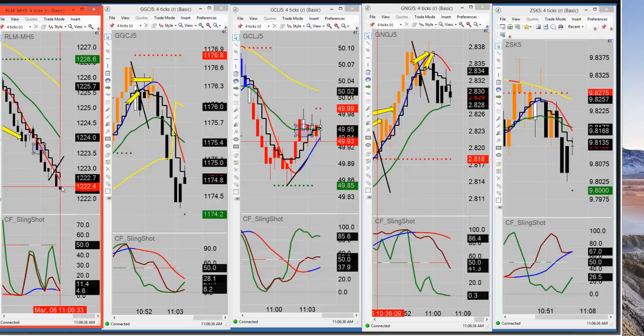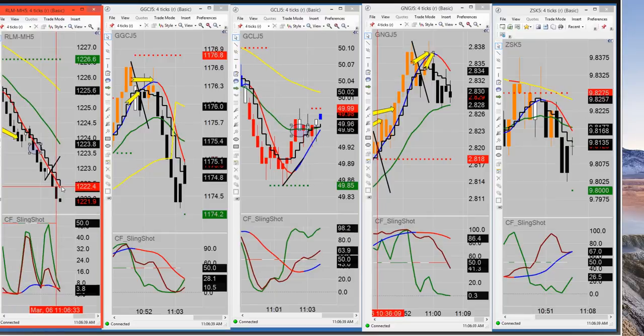This is a momentum short trade right here on the Russell if you want to take it. I'm not in it. It's right there.